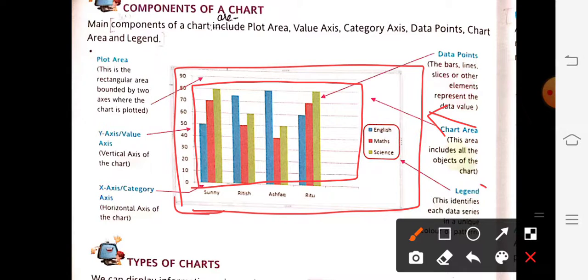Then the last one is legend. So legend means the different data series which you are using in your chart is known as legend.